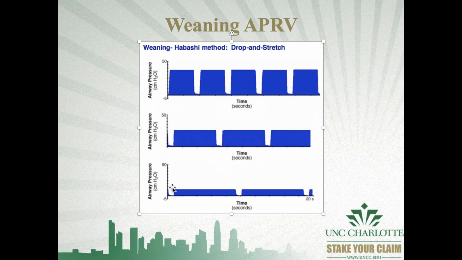So once our P high is about 20 centimeters of water pressure, and our stretch is about 20 to 30 seconds, we're basically gonna wean our CPAP to about 15 centimeters of water pressure. And then once we get there, we can just kind of extubate from that point. I've extubated from CPAPs as high as 18, 20, depends on the patient. So once you get to a CPAP level, you can wean down from there and then pull the tube out and put them on BiPAP, CPAP, whatever you need to do to help them out afterwards, depending on what's going on. But this is the Habashi method for drop and stretch.